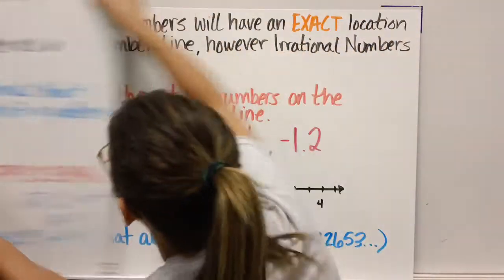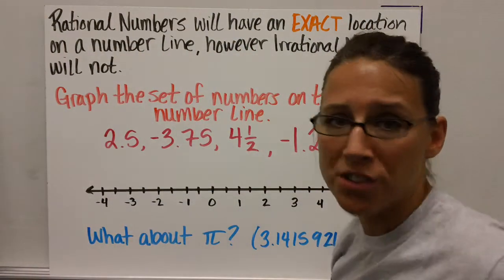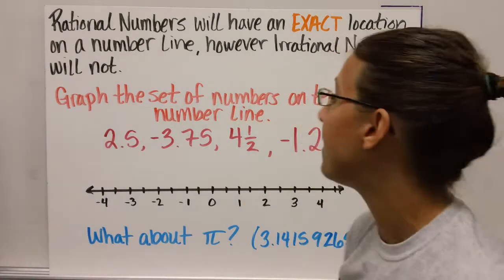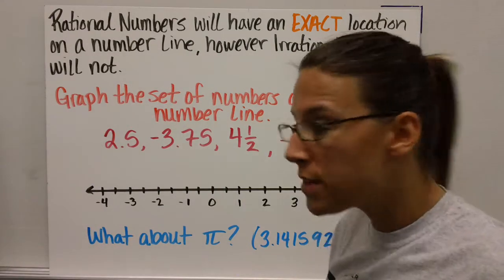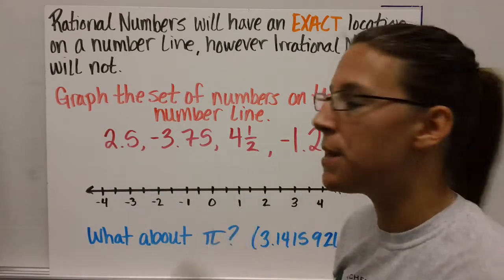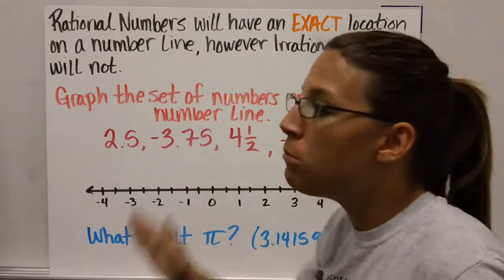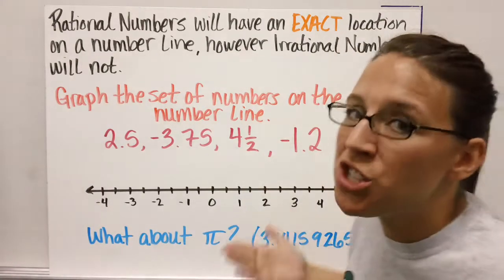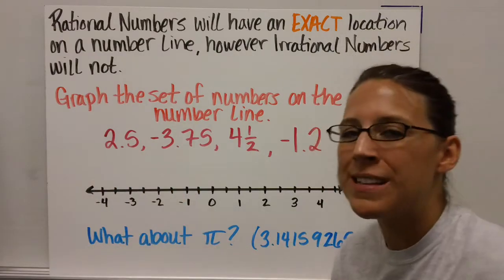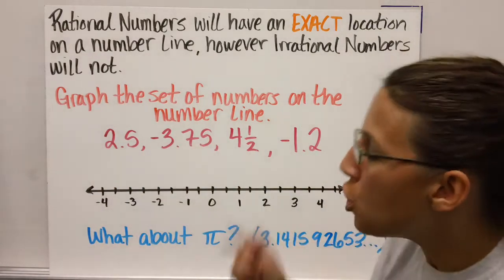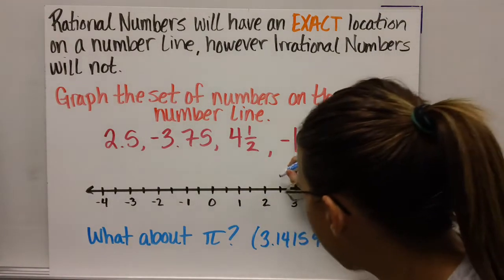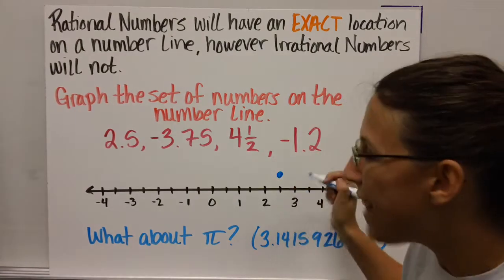So, there's one more point I want to make about rational and irrational numbers, and that is that rational numbers will always have an exact location on a number line, and irrational numbers won't. So if I asked you to graph the set of numbers on the number line, these are all rational numbers. They're decimal numbers that come to an end, or they may have a repetition, or they may be already in fraction form. Either way, I know exactly where they go on a number line. So 2.5, I will put that right there. I just plot the point.